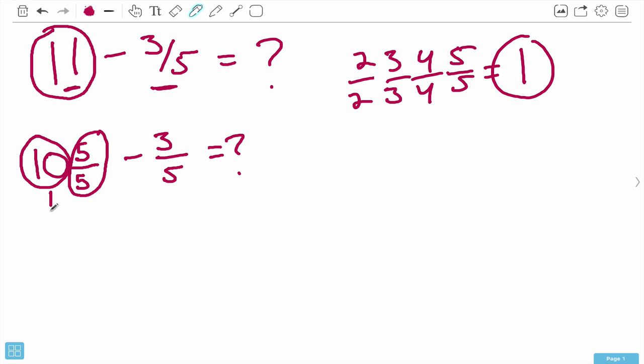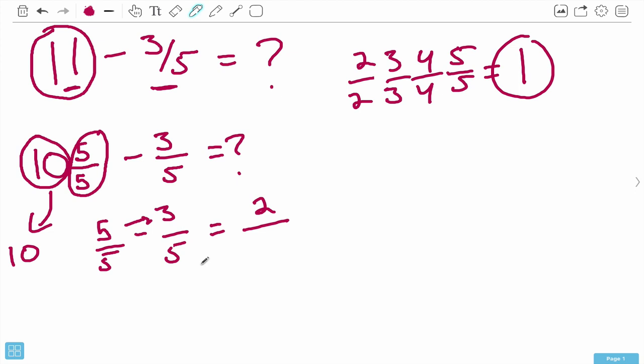So for this, we can just pull the 10 out. We can just leave the 10 over here and then work with just the fractions. So we have 5/5 minus 3/5. Now that we have just the fractions isolated, what we're going to do is just subtract across. So 5 minus 3 is 2, and then you're just going to keep the denominator the same. So 2/5. So 5/5 minus 3/5 is 2/5.